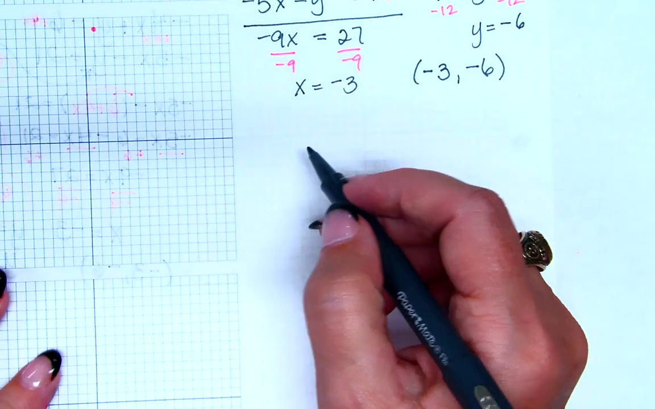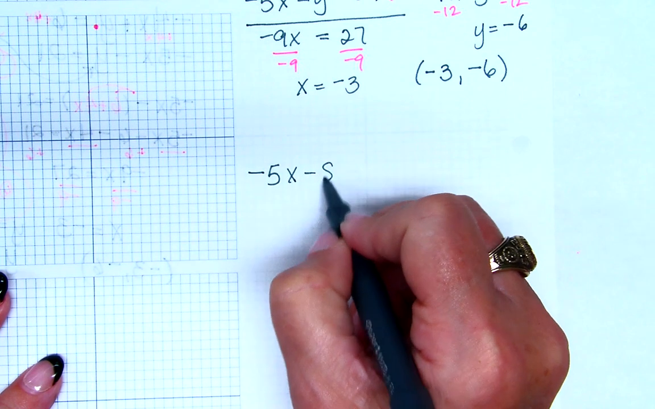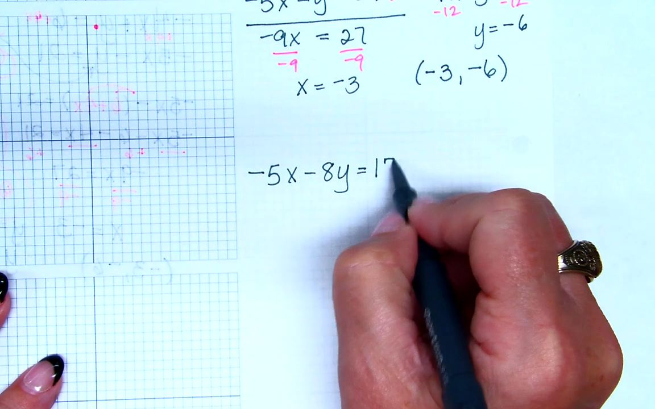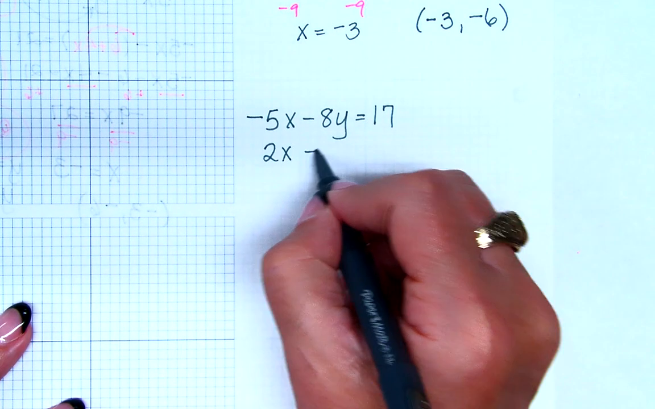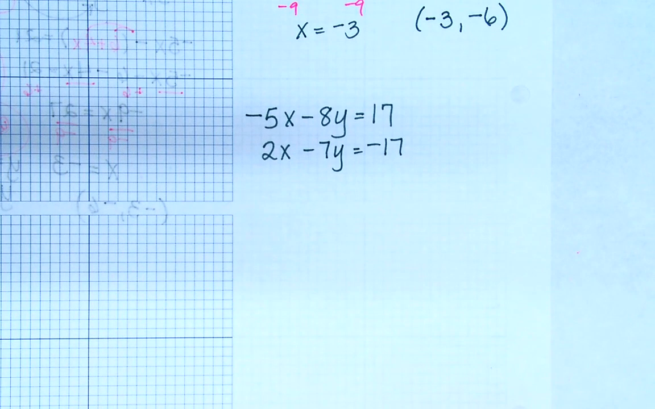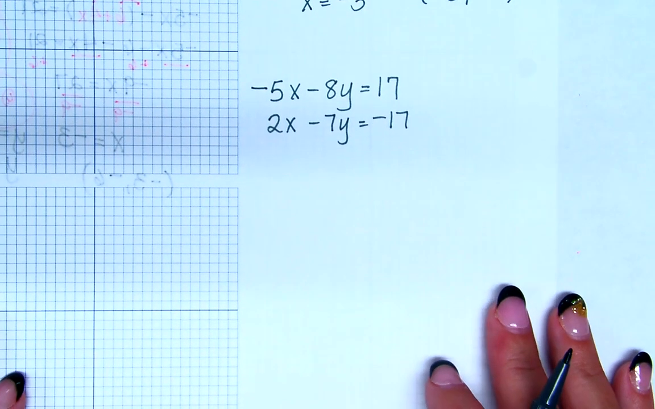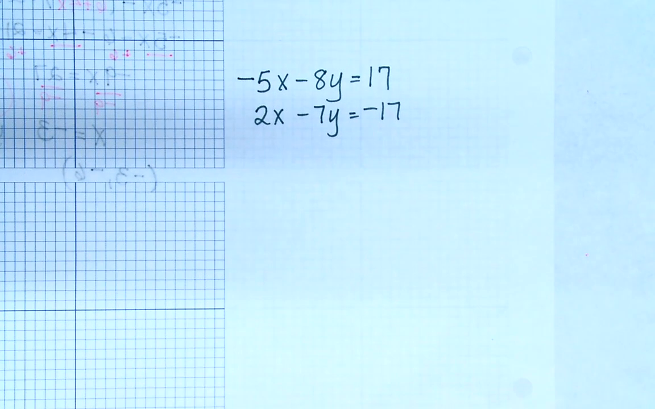What about this example, though? Negative 5x minus 8y equals 17. 2x minus 7y equals negative 17. Would this example right here be a good option for substitution? No. I agree with you. I don't think it is either. Why is it not a good option for substitution if you're given a choice?